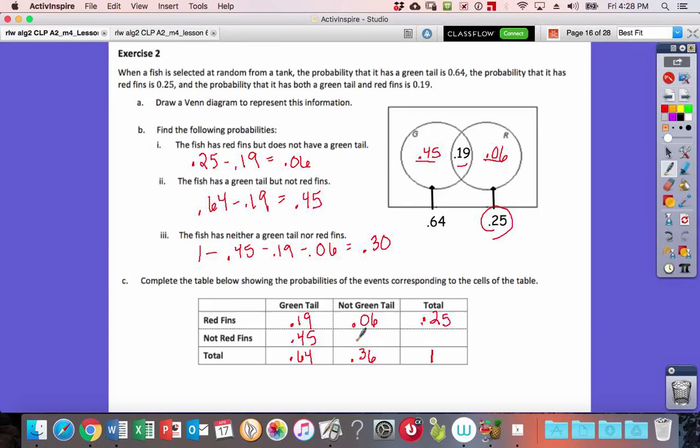This one right here, they have to add up to be 0.36. So this one's got to be 0.30. And this one's got to add up to 1. And I can fill out the table. Okay, you guys.